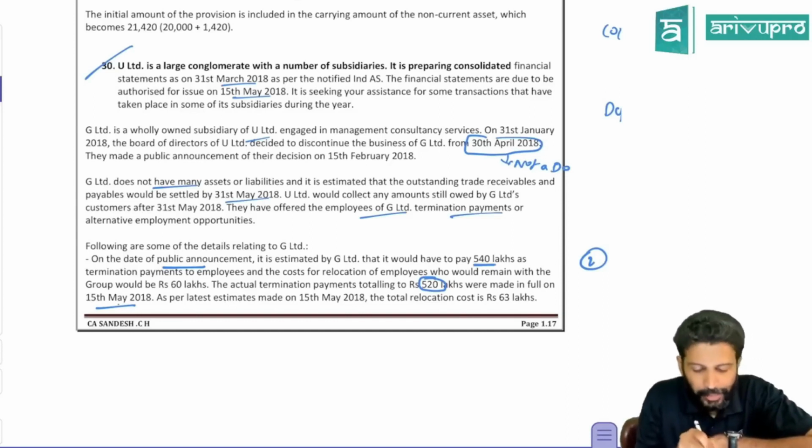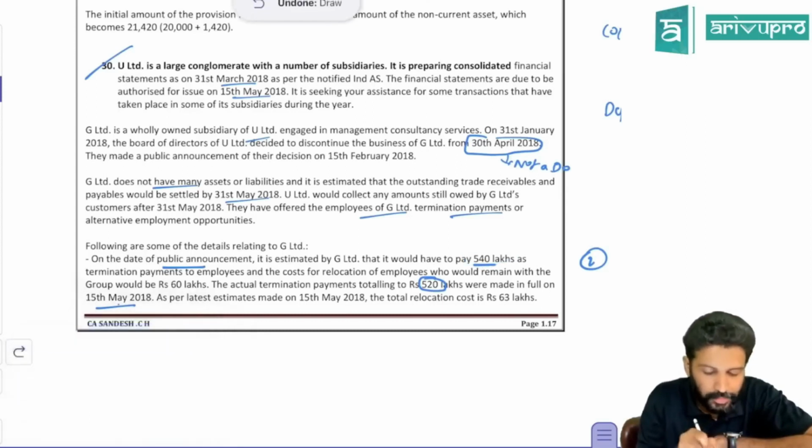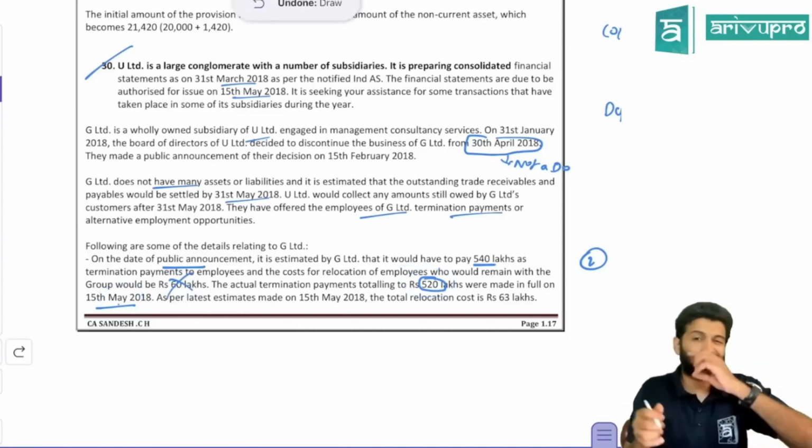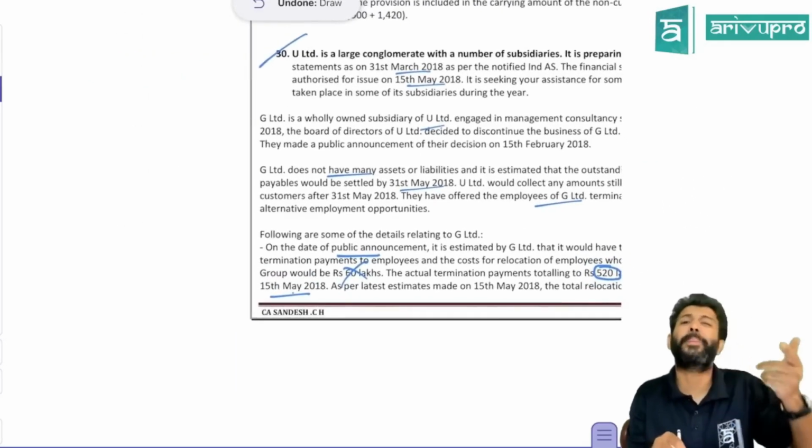On the date of public announcement, it is estimated that it would have to pay 540 lakhs termination payments to employees. The cost of relocation of employees who would remain with the company is 60 lakhs. So relocation cost, will we make provision? No. Actual termination payment total 520 lakh made in full on 15th May. Sir, this is IND AS 37 and IND AS 10 combination question.